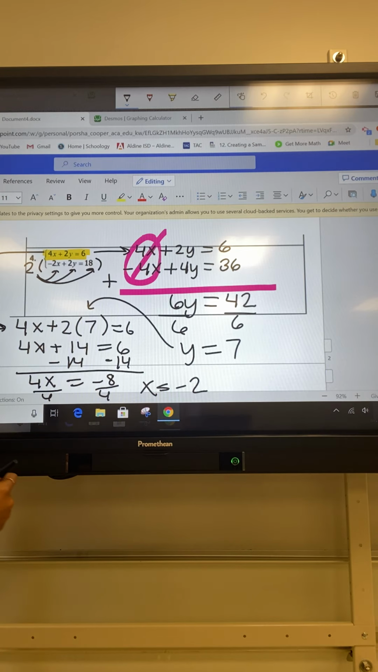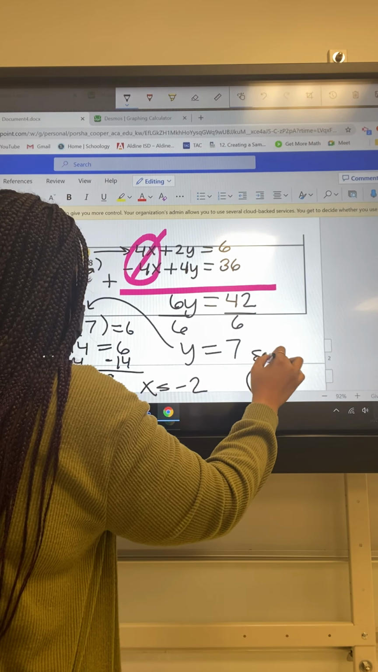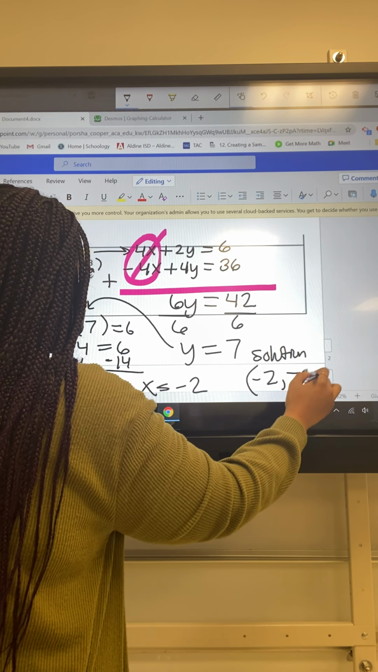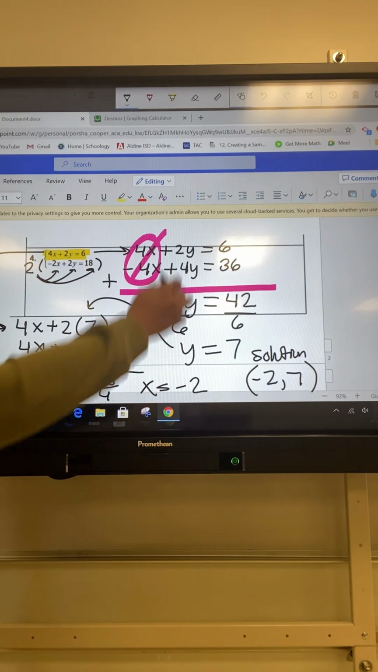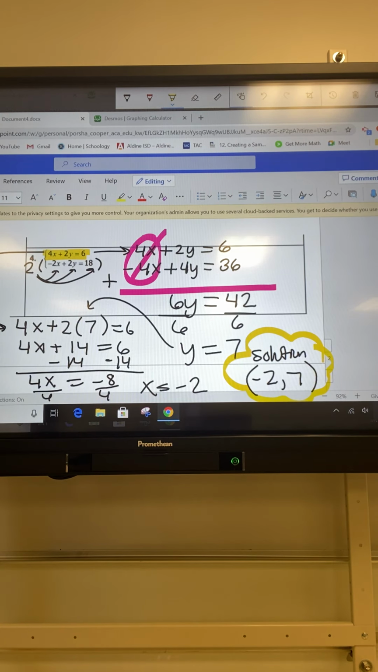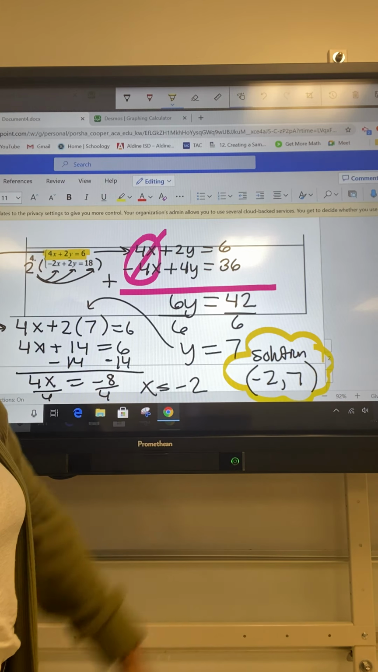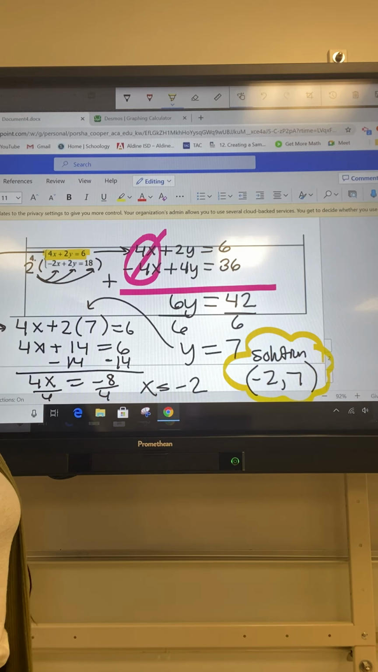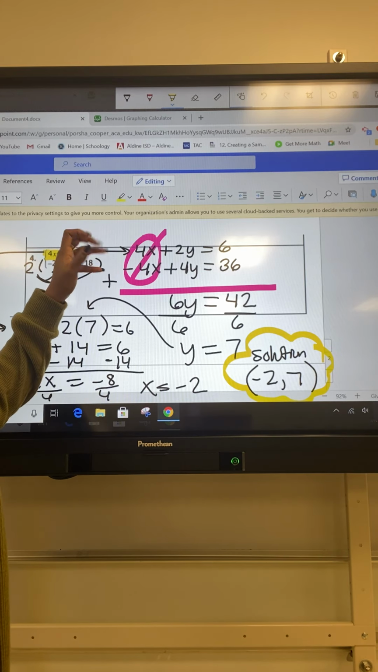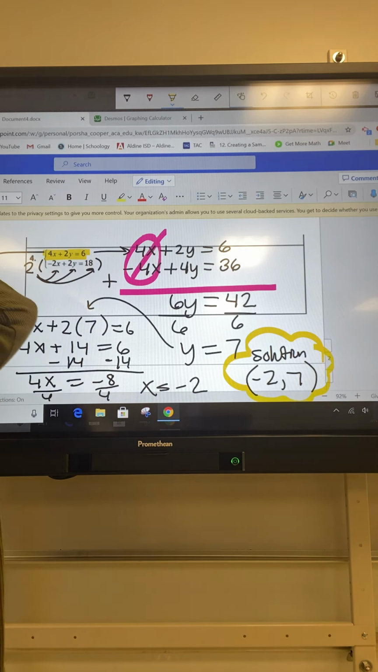And then once we have x and y, we write our solution. x is -2 and y is 7. You always have to write your solution as a coordinate. So this will be the final answer that we are looking for, -2, 7. And then again, remember, you can always, on your own, if you want to, pause the video, go to Desmos, type these in, and check to see, do you get -2, 7? Okay? So again, the difference here is they didn't cancel out, so we had to multiply one of the equations to make it cancel out. Okay?